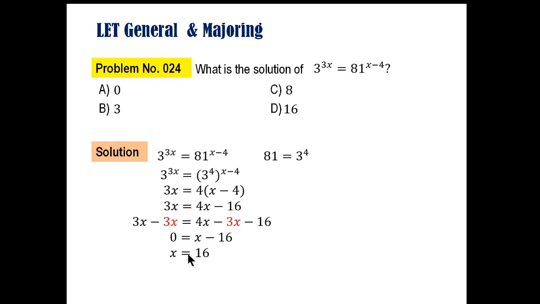x now is equal to 16, because we add both sides by 16. So 0 plus 16 is 16, and x plus 0, so x is equal to 16. Obviously, the correct answer is letter D.